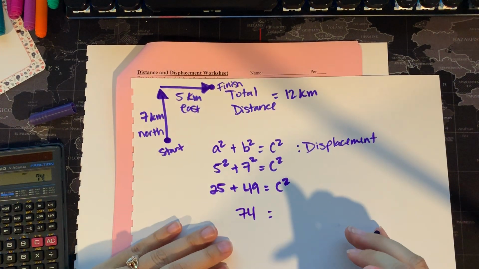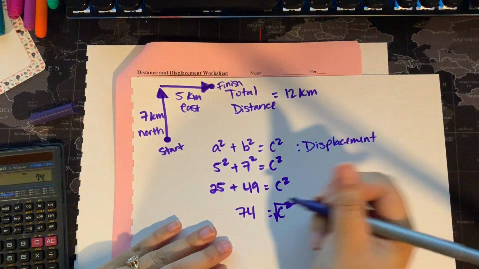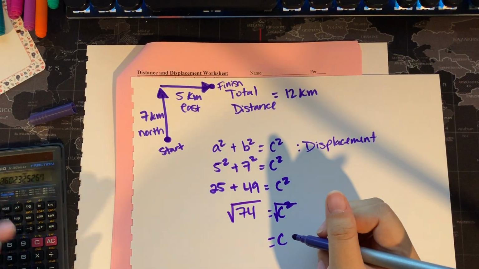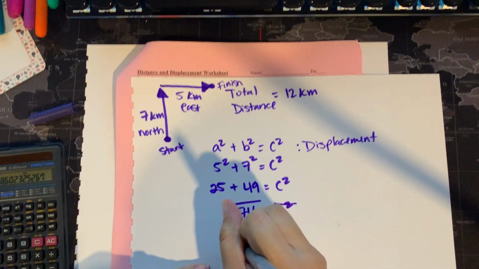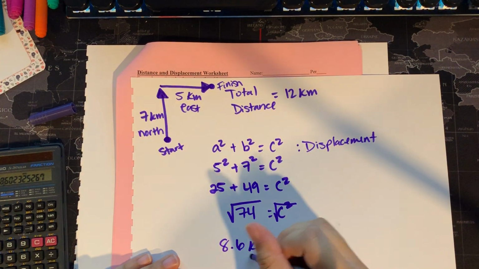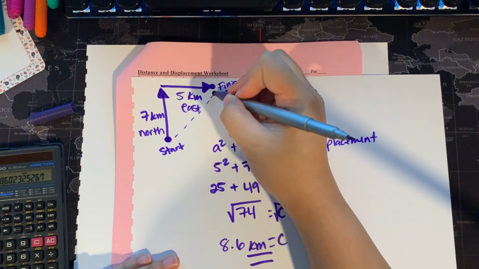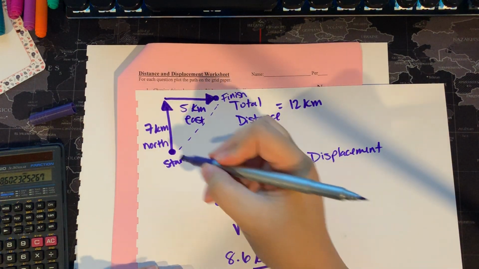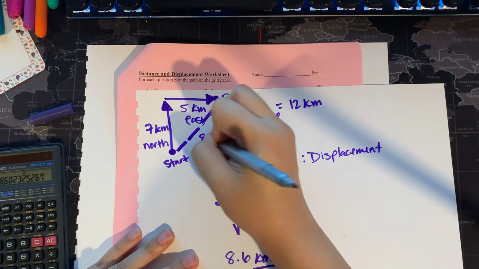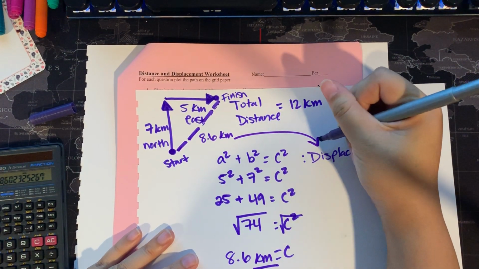Okay, 74 is equal to your C squared. Okay, find the square root. Find the square root to get C by itself. And it should be 8.6 kilometers. Please, please don't forget your units. Okay, so from start to finish, right there, this distance right here is 8.6 kilometers, and that is your displacement.